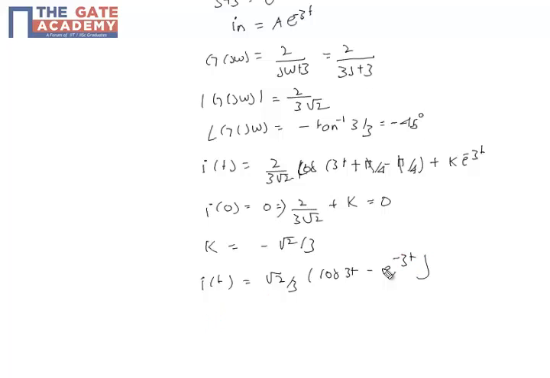So the product of k1 and k2 is equal to, k1 I know is root 2 by 3 and k2 is 3, so it is equal to root 2, that is equal to 1.414.